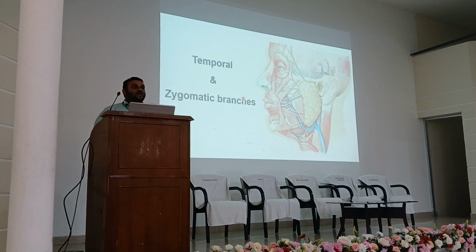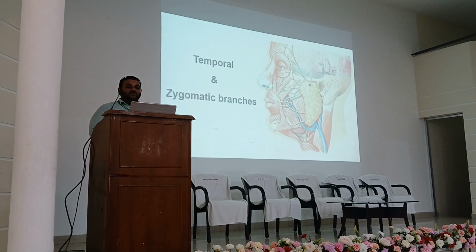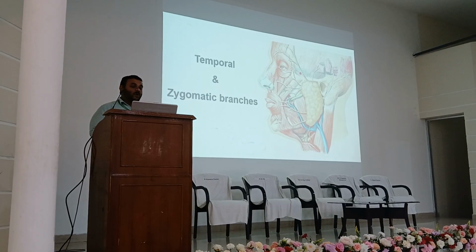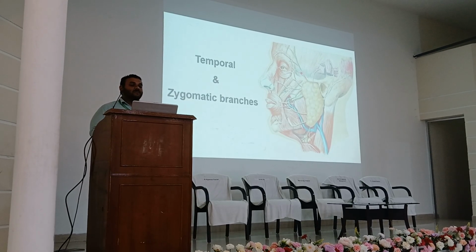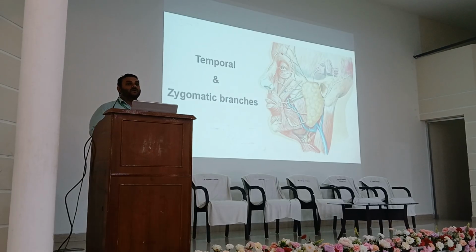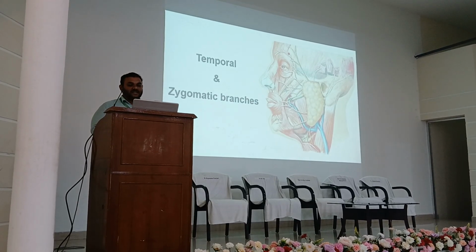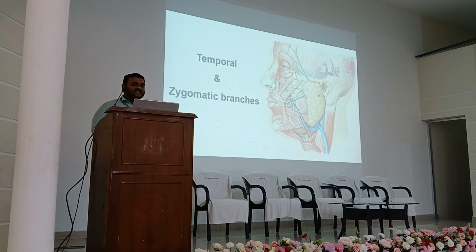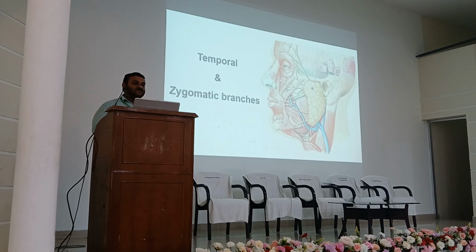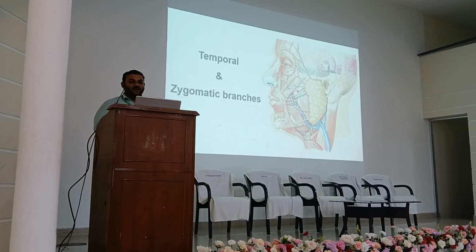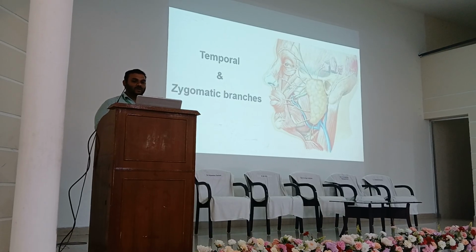Temporal and zygomatic branches. The temporal branches emerge superiorly, cross the zygomatic arch, and supply the frontal belly of occipitofrontalis, orbicularis oculi, and corrugator muscle. Then the zygomatic branch crosses the zygomatic bone to the lateral canthus of the eye and supplies the orbicularis oculi.